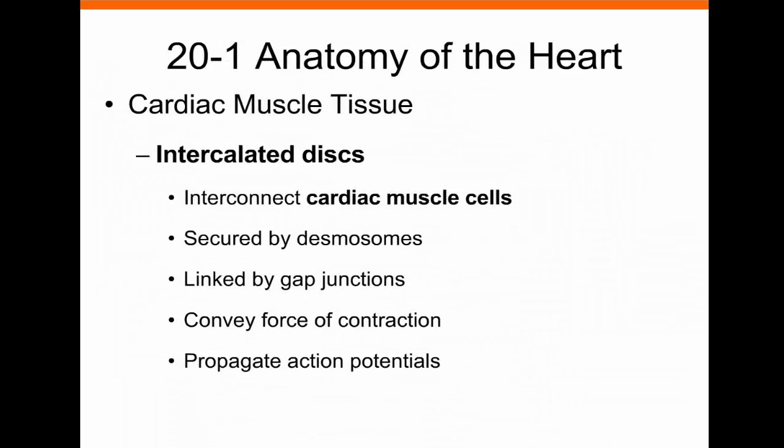So how does the cardiac muscle work? Well, it works by innervation of these intercalated discs. They're secured by desmosomes and linked by gap junctions, and they propagate action potentials.